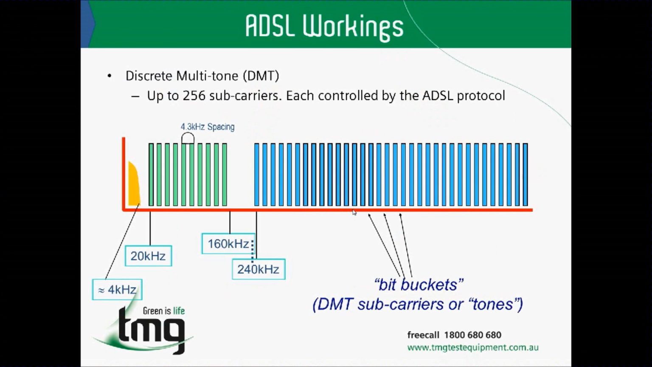ADSL workings. So how does ADSL actually work? We said before that we are using discrete multi-tone modulation. It's a type of modulation. If we look at the following diagram, the plain old telephony, which is the voice, is considered to be the yellow bit ending at 4 kHz. Then we have the upstream packet, which is from 20 kHz up to 160 kHz, and then we have the downstream from 240 kHz up to 1100 kHz. We have the bit packet, which is the downstream signal. Everything is controlled by the ADSL protocol.